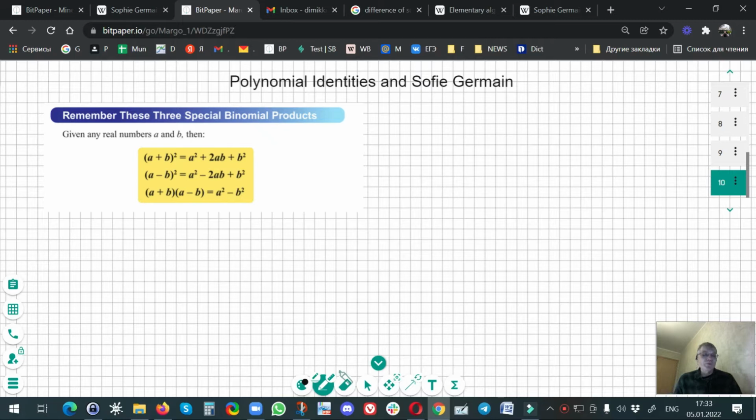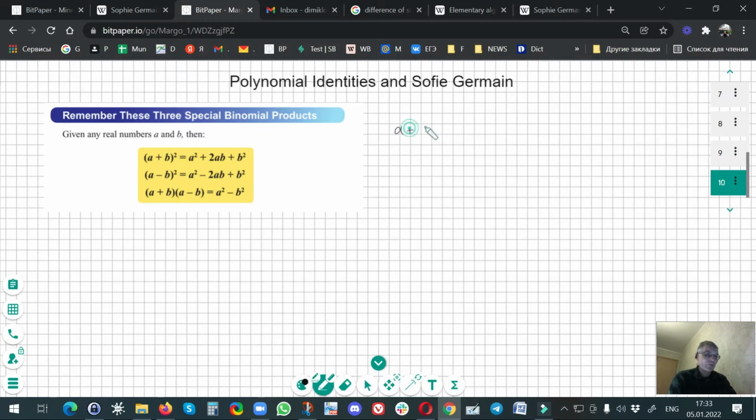First of all, let's prove them. We can prove them very easily by just multiplying out. Let's do that. The first one, the so-called square of the sum. It's just a plus b squared. By definition, it's a plus b multiplied by a plus b. Then I just multiply out. To do that, I have to multiply every member of the first expression by the whole second expression.